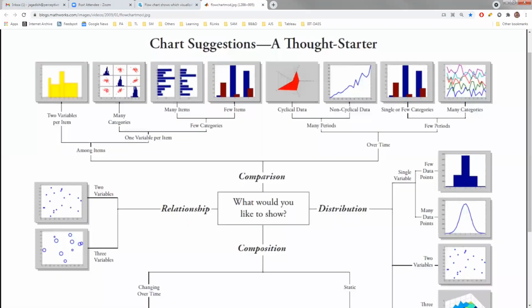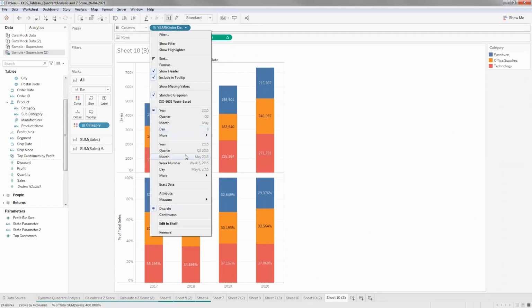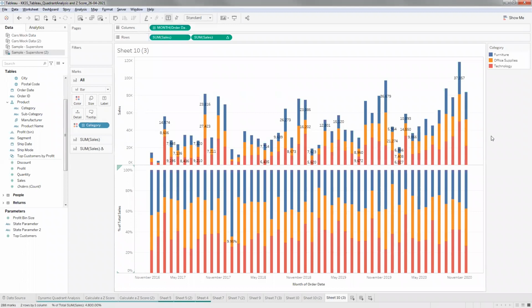Let's say I'll go back to the same chart. I'll just duplicate this one. And now let's say instead of year, to bring in more time periods, I'll say month. Okay, now just look at it. It's so messy and it's not easy to interpret.